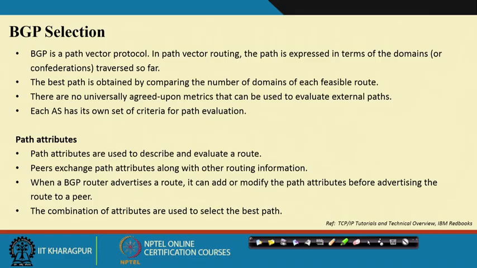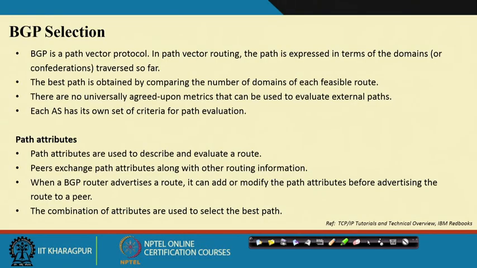There are other things like BGP path selection. BGP is a path vector protocol, as we discussed. In a path vector, the path is expressed in terms of the domains or confederations traversed. So, how has the path to be defined? The path is defined as a series of ASes, that is, which domains it is hopping through. The best path is obtained by comparing the number of domains of each feasible route. So, one criterion is how many domains need to be hopped.